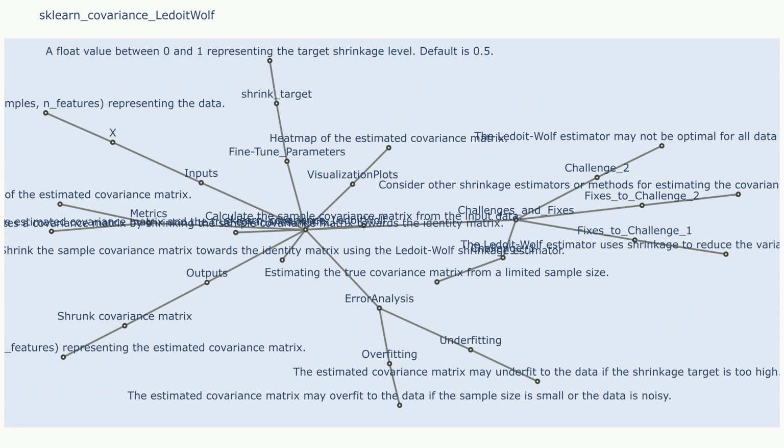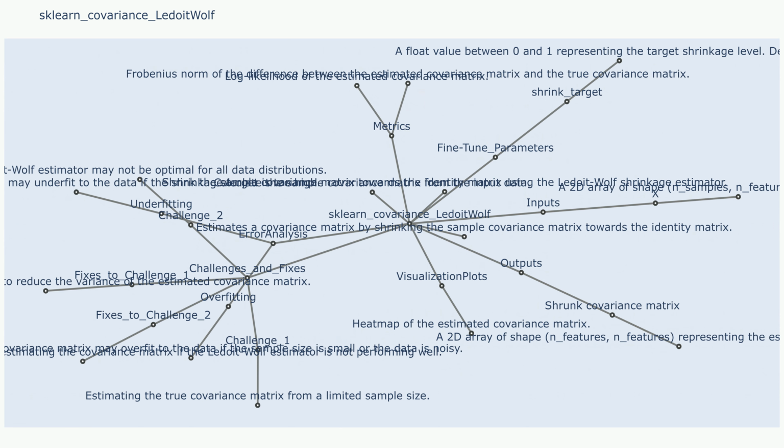Challenge 2. Non-stationary data. If the underlying relationships between features change over time, the estimated covariance matrix might not accurately reflect the current data structure. Sample use case that resulted in challenge 2. Consider a financial dataset where the correlations between stock prices can fluctuate significantly over time.